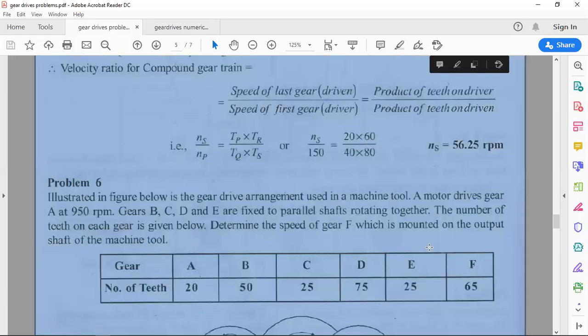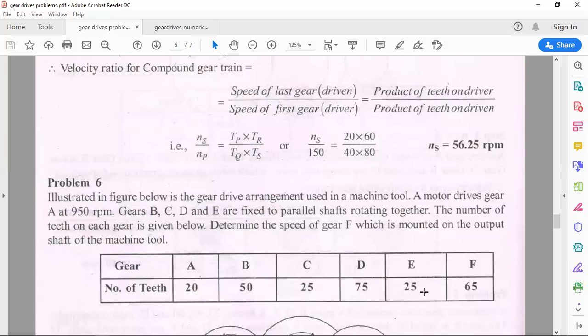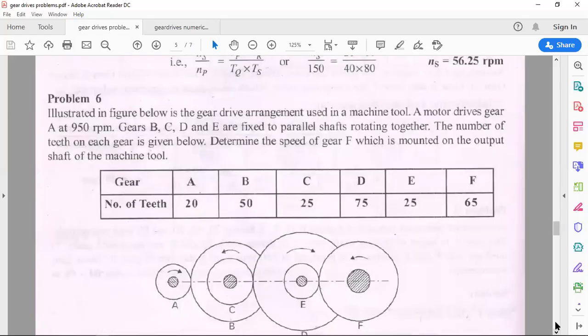So we need to find out the speed of the gear F, that is, the speed of the driven gear, because A is the driver and F is the last gear, which is the driven gear. So determine the speed of the gear F, which is mounted on the output shaft, or nothing but the driven shaft. Then, based on that, he has mentioned the diagram as well.